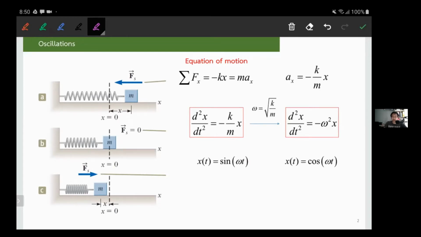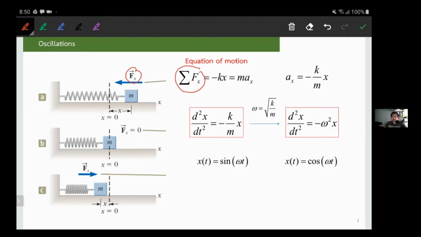All right, and we're gonna do a simple case. We're gonna do a mass on a spring on the floor. So we're gonna do a horizontal movement over here. So as you can see, the only force acting on this mass is just the spring force right there.